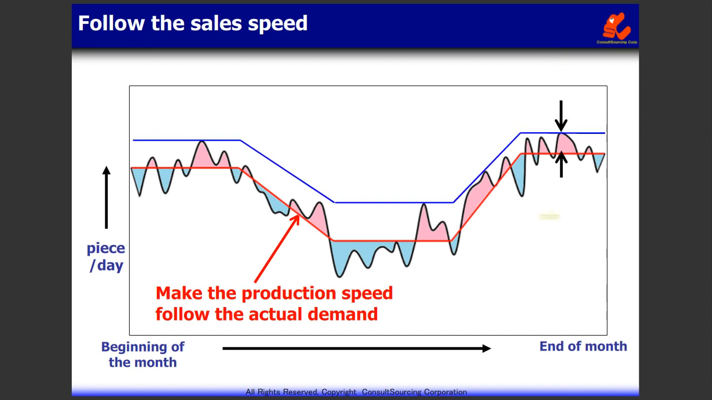By adjusting the manufacturing speed to the sales speed, the difference in the two types of speed becomes smaller while it also minimizes the required safety stock.